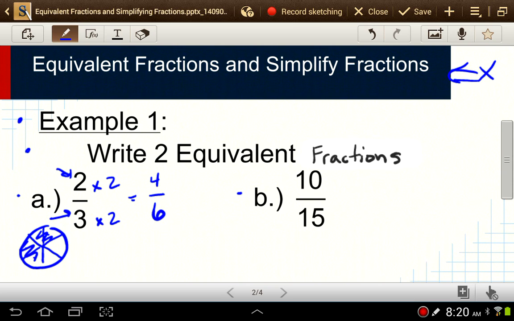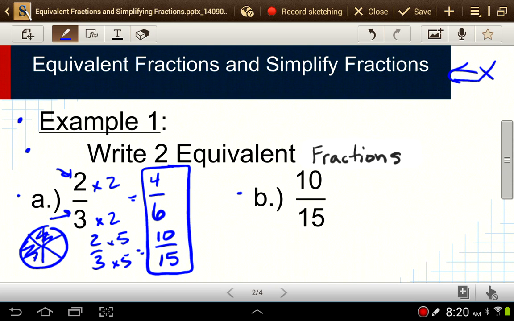Let's do another one. Okay, I just have to pick a different number to multiply the numerator and denominator by. Let's try 5. So I do 2 times 5, and I do 3 times 5. 2 times 5 is 10. 3 times 5 is 15. There are two equivalent fractions. They all represent the same amount. Okay, just how big are the slices of the pie is all that comes down to.